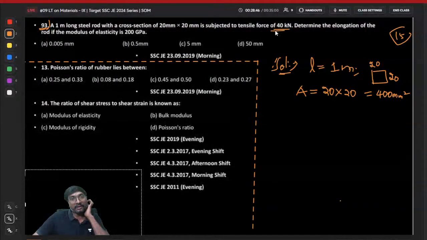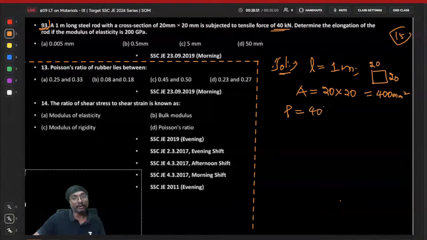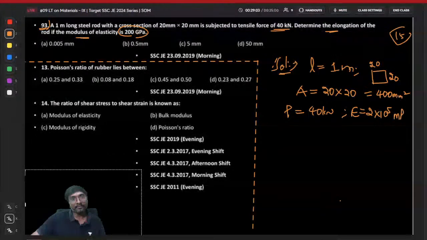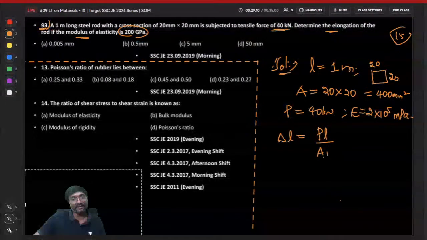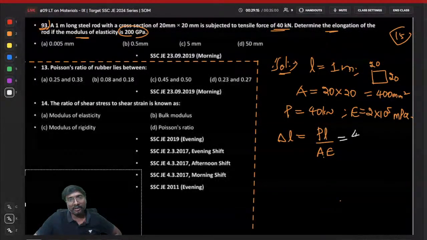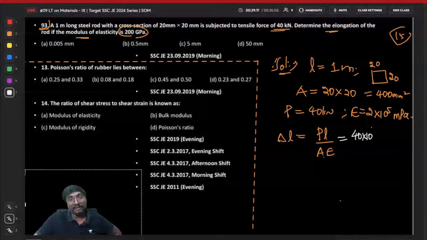Now it is subjected to a tensile force P equal to 40 kilonewton. Determine the elongation of this rod if the modulus of elasticity is 200 GPa. So 200 GPa is nothing but 2 into 10 power 5 MPa. Now delta L, tell me. PL by AE, na? Under axial loading conditions, is it not PL by AE? P is 40 kilonewton. You multiply with 10 power 3, it will be converted into newtons.